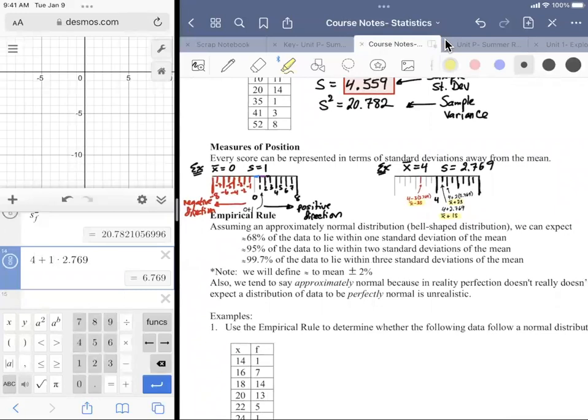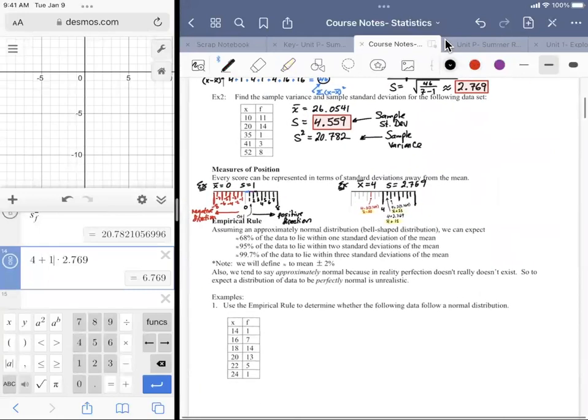All right. So that brings us to something called the empirical rule. The empirical rule is really important because we can use that to make a determination of whether a distribution is considered to be normal. Right. So a normal distribution is a symmetric, bell-shaped curve.